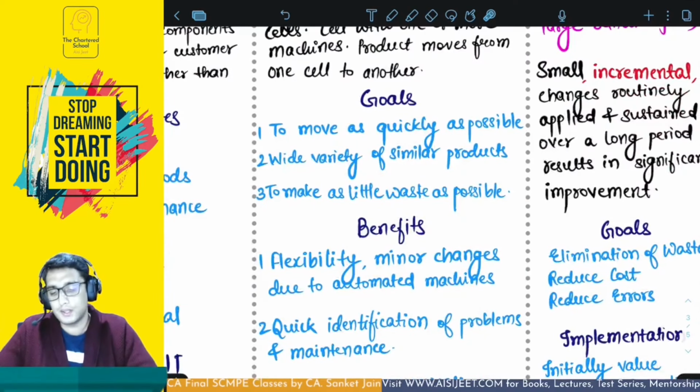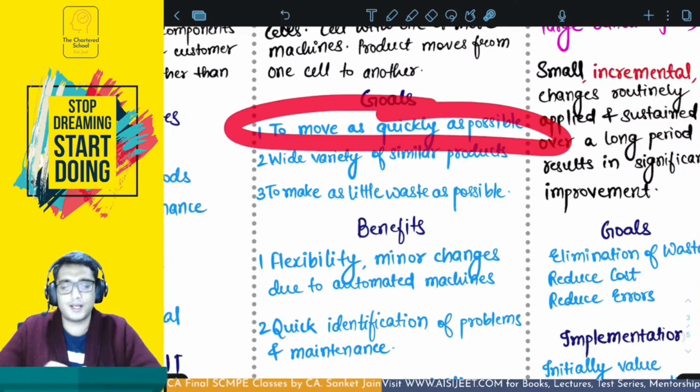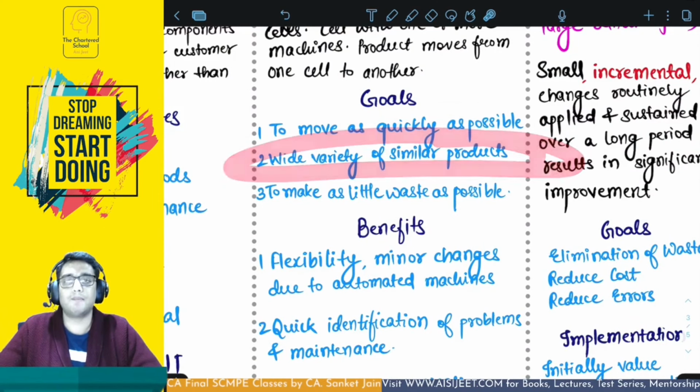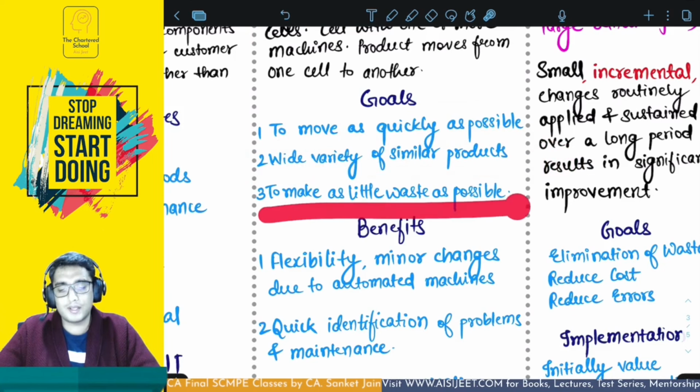Now, goals. The first goal is that the product should move as quickly as possible between the cells, or within the cell, in between the machines. Second is that a wide variety of similar products can be made. And third is to make as little waste as possible.